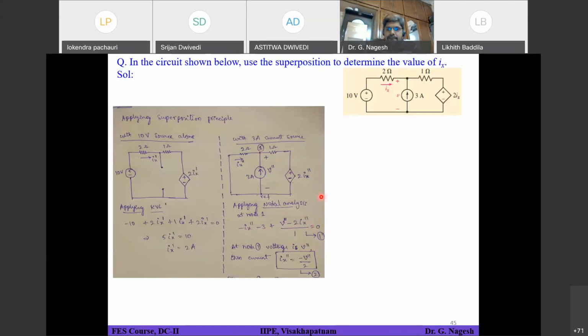Sir, in the second step, I could not conclude why we had taken it as V double dash. An independent source will always be, I mean, we did it in the first step. That 10 volt source was always 10 volt. Okay. Let me clarify.